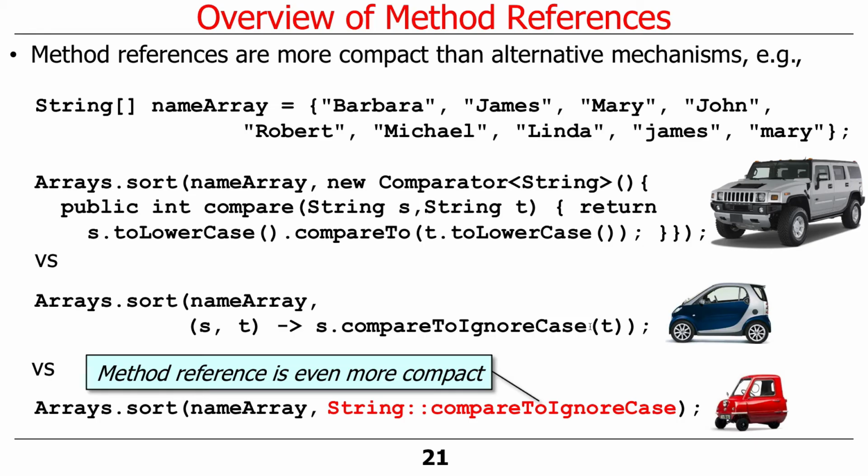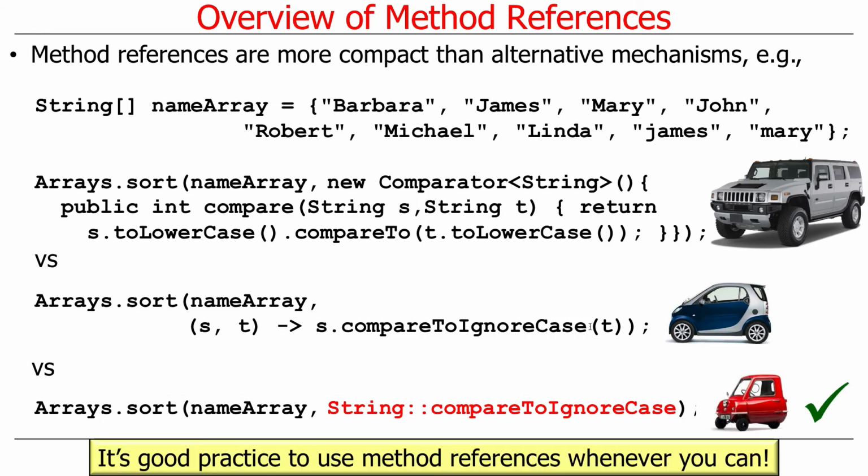And what I was mentioning before is your IDE, if you're using Android Studio or IntelliJ or whatnot, it will be able to go back and forth between this representation and that representation. It'll do the transformation for you automatically when you click a button in your IDE. It's really cool. It's a good practice to use method references whenever you can.